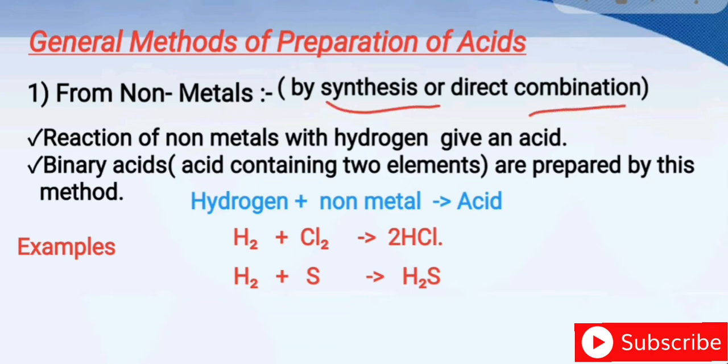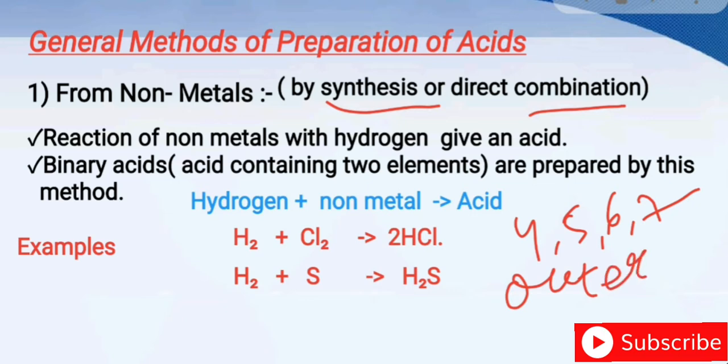So, what are non-metals? Non-metals are the elements that occupy the extreme right side of the periodic table, and when the element has 4, 5, 6, 7 electrons in its outermost shell, we call it a non-metal. When these non-metals react with hydrogen, they produce an acid. Generally, we can comfortably prepare binary acids by this method.